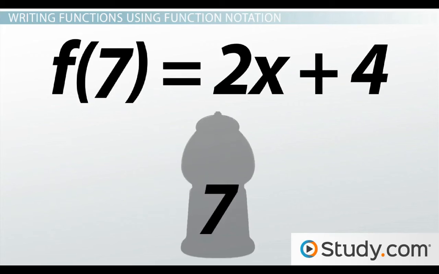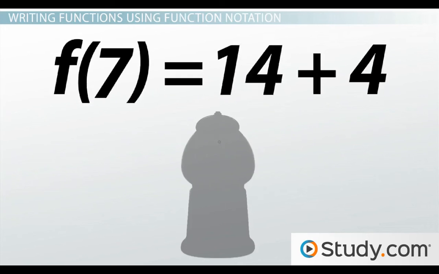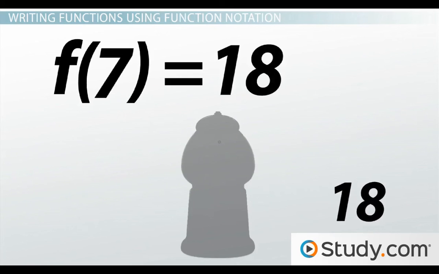What happened inside of the machine? As the 7 is input into the machine, the gears start grinding. It's first multiplied by 2, and that product is 14. When we add 4 to that, we arrive at the output of 18. Therefore, f of 7 equals 18.